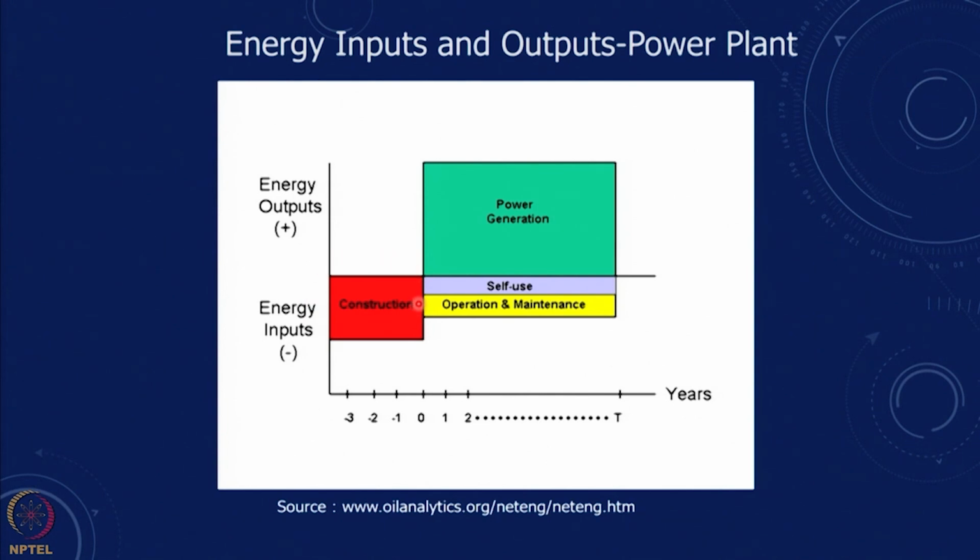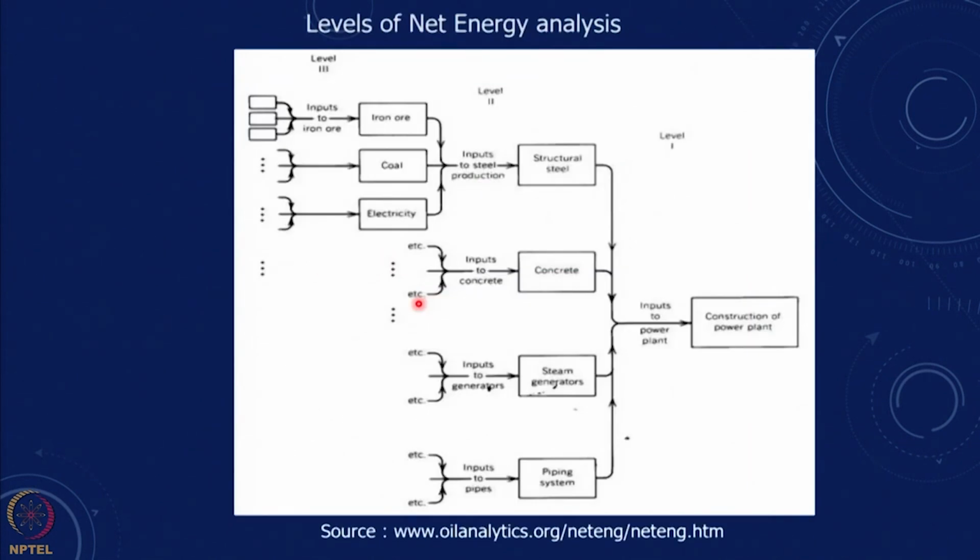And in all of these, when we do the levels of analysis, we can look at different sets of levels. At the first level, we can just see, in making the power plant, what is the amount of embodied energy. That means we see how much steel, concrete, the steam generators, piping systems, the assembly energy. So, this is one level of calculation.